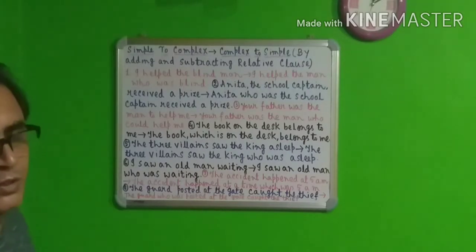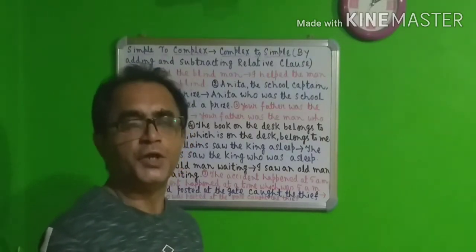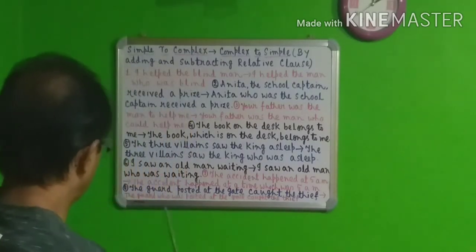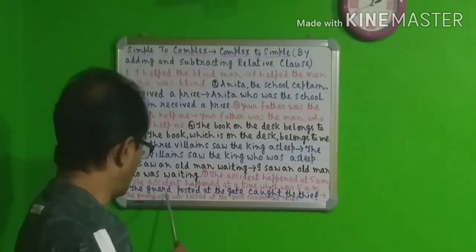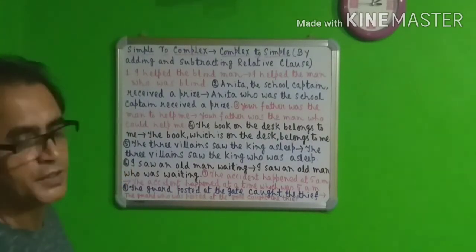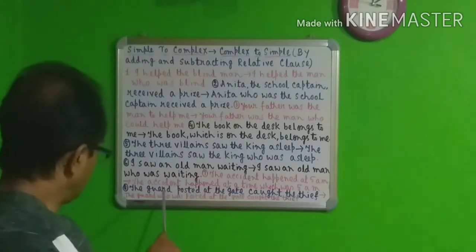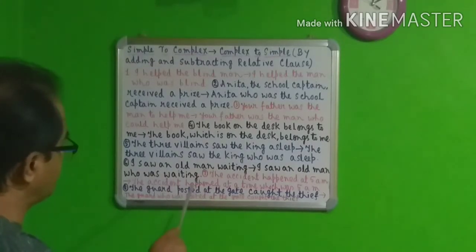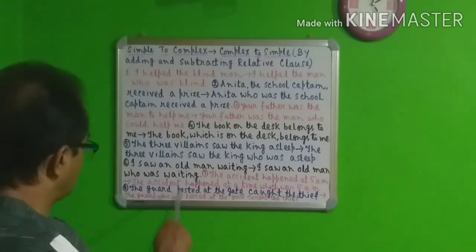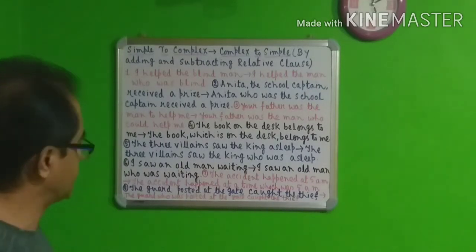And our duty is to turn this sentence into a complex one using an adjective clause. How can we do it? The guard who was posted at the gate caught the thief. The basic meaning is the same. The earlier sentence was the guard posted at the gate caught the thief, and now we turn it into the guard who was posted at the gate caught the thief.